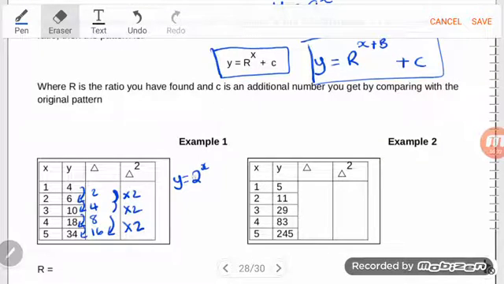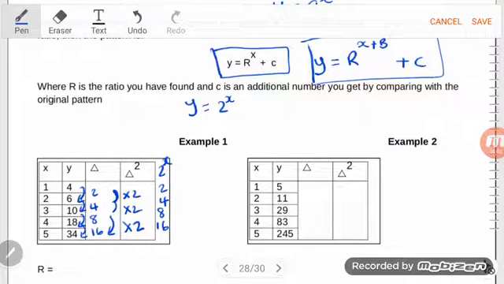However, let's look at these differences, shall we? So let's just write that down. y is 2 to the power of x. But 2 to the power of 1 should be 2. 2 to the power of 2 is 4. 2 to the power of 3 is 8. 2 to the power of 4 is 16. 2 to the power of 5 is 32. It honestly looks like these numbers have been shifted.